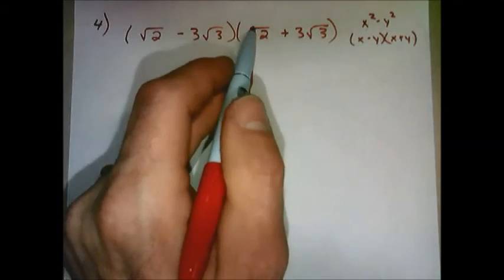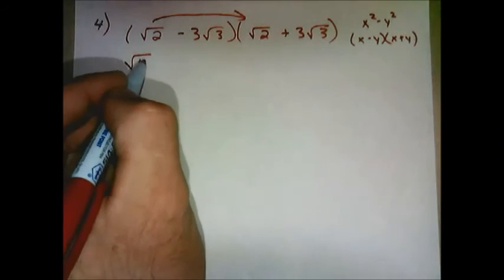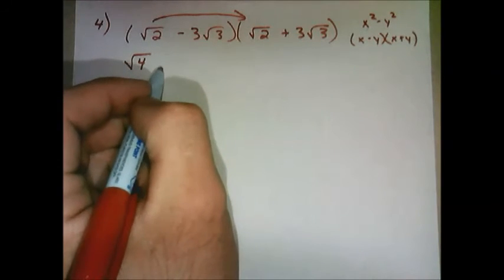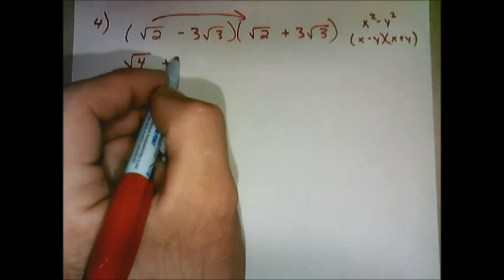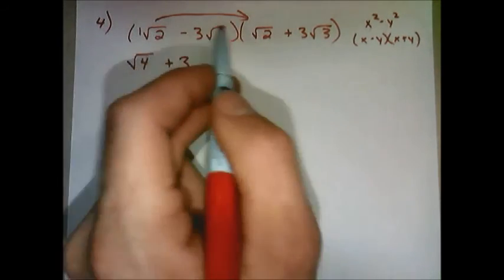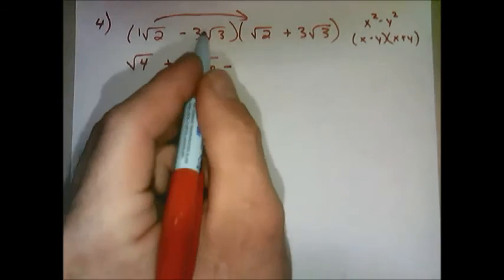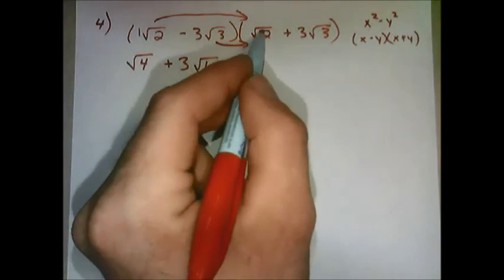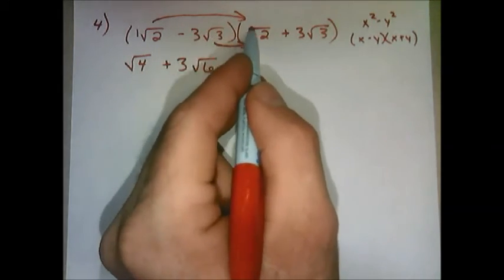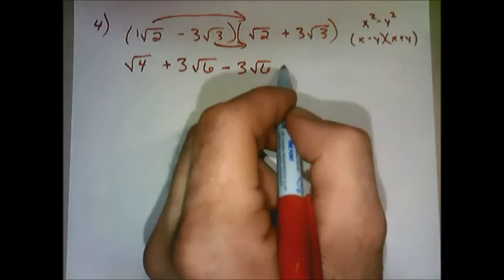Here, if I take square root of 2 and distribute it to my second quantity, I get the square root of 4. Radical 2 times 3 radical 3. Here I'm going to multiply my 1, which is my outside number, to 3. Radical 2 to radical 3 gives me radical 6. Minus, I'm going to distribute my 3 radical 3 to radical 2. Again, outside to outside, inside to inside numbers. So I get minus 3 radical 6.